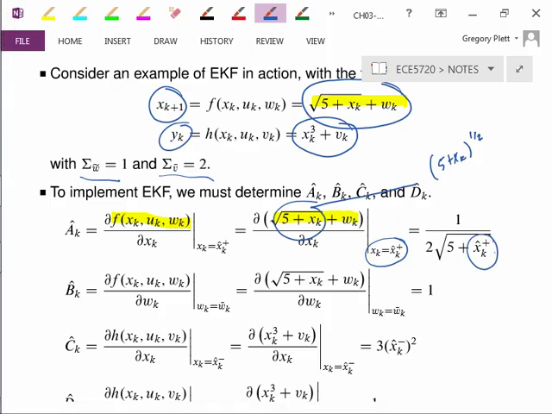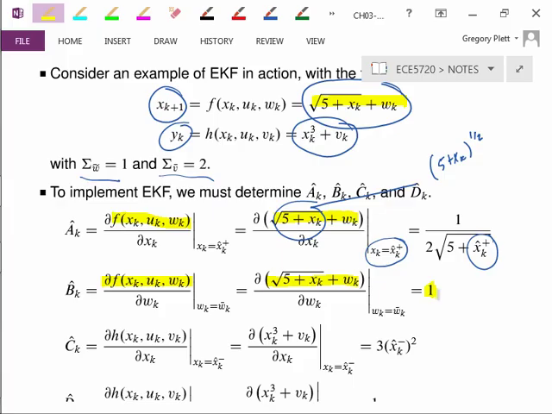Moving on to B hat. B hat is the partial of f with respect to w. So once again, I have f. I put in f there, and the partial of root 5 plus x with respect to w is 0. Partial of w with respect to w is 1, and that is my final answer. There's no w's in the answer, so I don't have to replace anything by w bar, but if there had been a w, I would have put a w bar in its place.